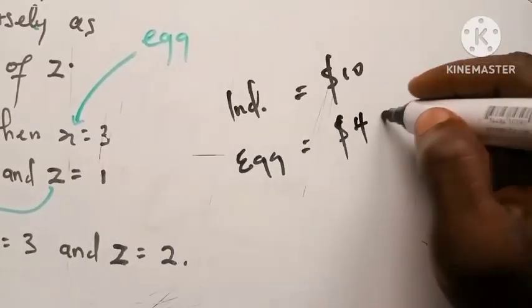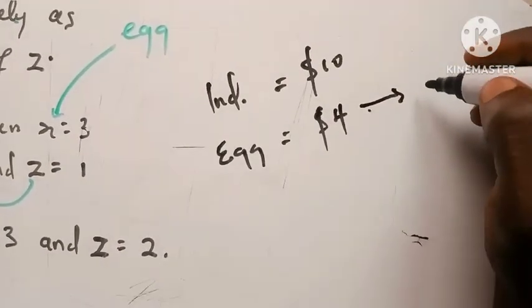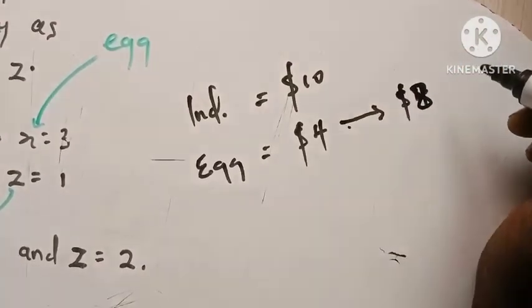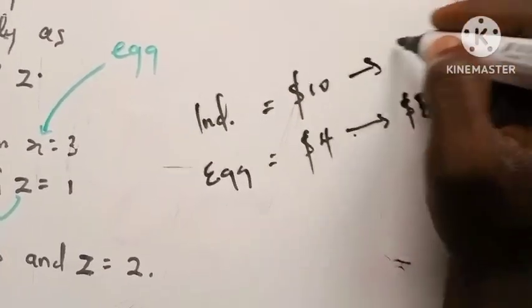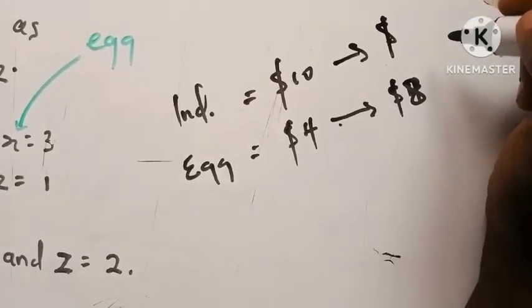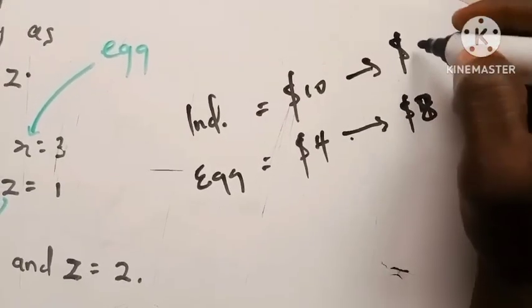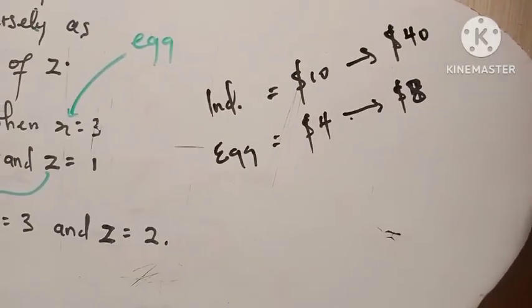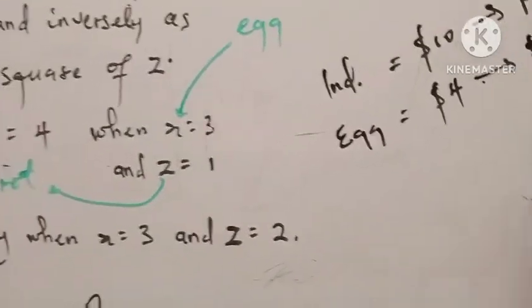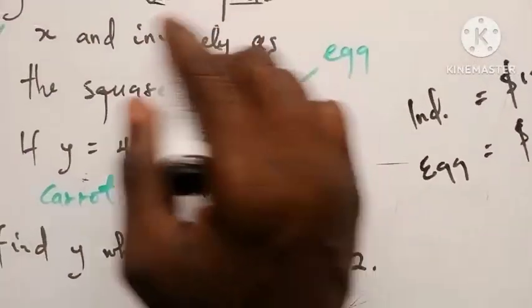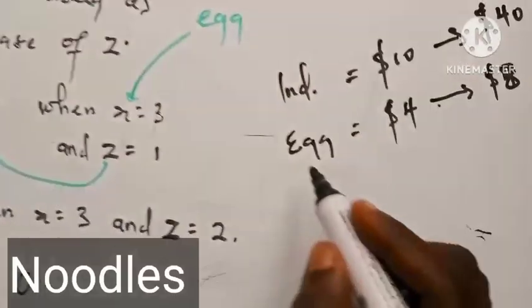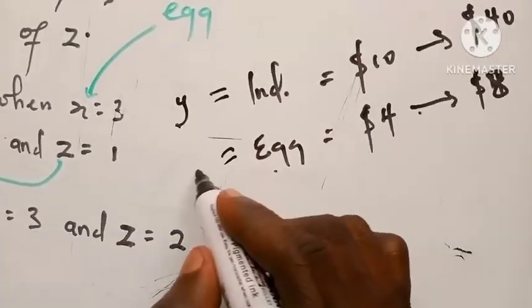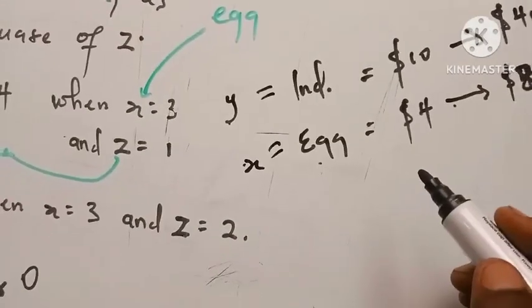Now if the price of this egg goes up to, let's say, $8, then this one automatically has to shoot up. Are you getting the point? It has to shoot up to, let's say, $40. Is that okay? That is a very simple scenario. So that is a direct relationship between the Indomie and the egg. If you bring this one down to y and this one down to x, are you following?